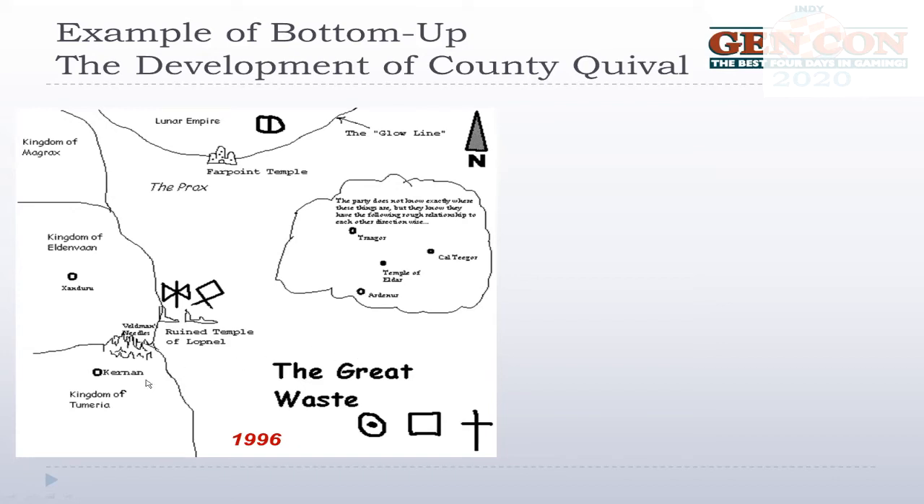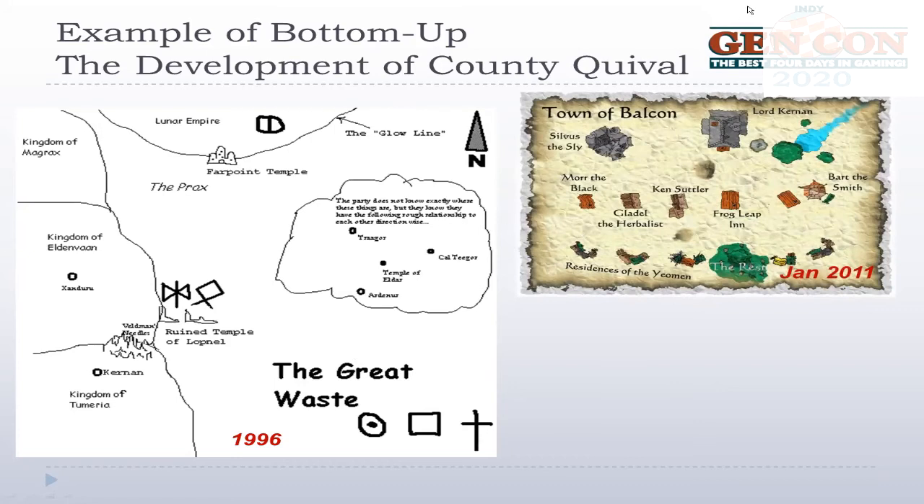So people would adventure around and they'd find a cave and they'd find some gold. And I said, you know what? I need to give some more detail to this. So by 2011, over that 5-year period, this town of Balkan, which is not far from Kernan, got developed. There were actually these people and these locations, and there were non-player characters associated with each one of these things, and there was all kinds of more detail.